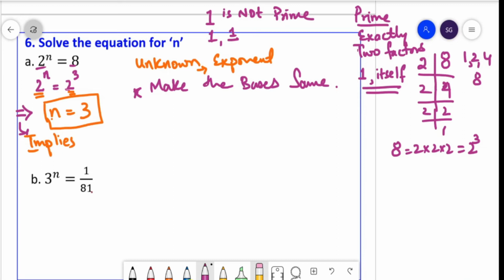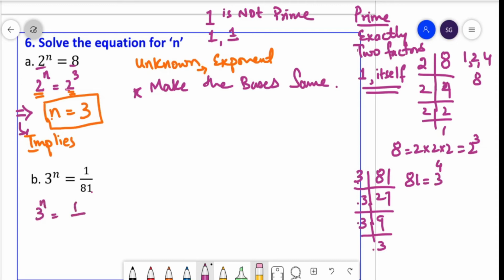First of all, 81. So the prime factorization of 81 is 3 times 27, 3 times 9, and 3 times 3. So 81 is the product of 1, 2, 3, and 4 3's. That's 3 power 4. So 3 power n is equal to 1 over 3 power 4. I need to make both the bases same. So this is not the same base. It will be same if we shift it up in the numerator. So 3 power n is equal to 3 power negative 4.